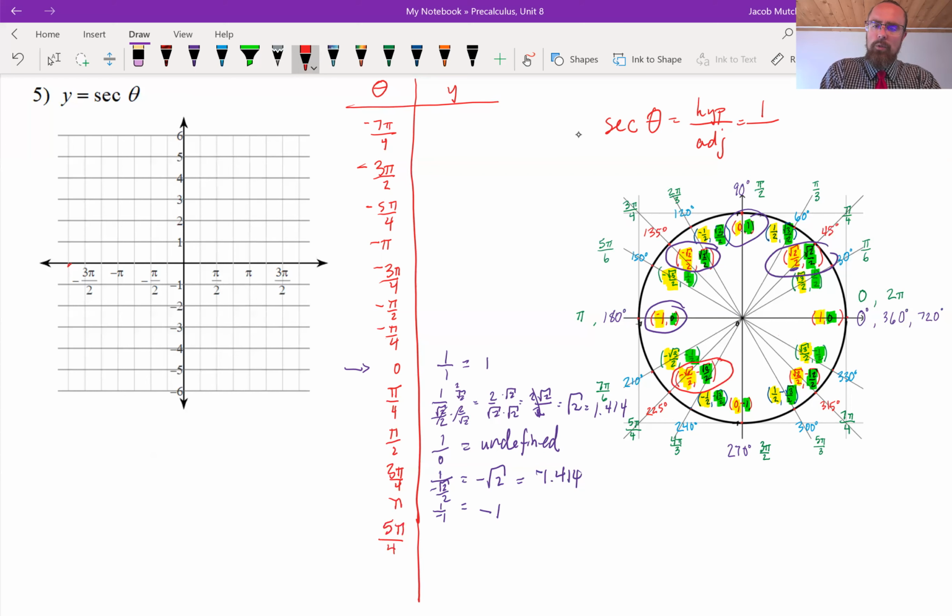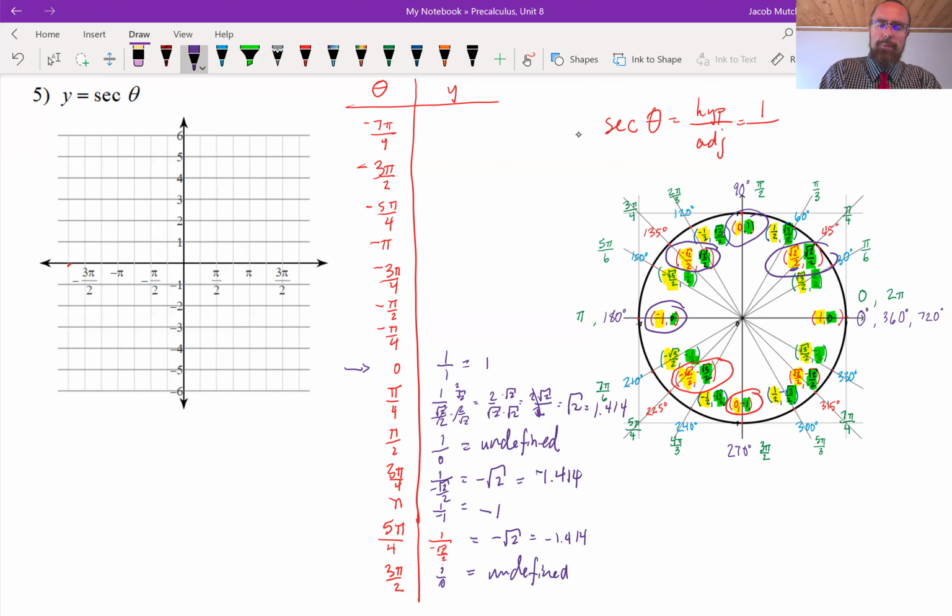So that's again going to be 1 divided by negative square root of 2 over 2. And that is going to be, again, negative square root of 2, which has the value of negative 1.414. And I think we're onto a pattern here, because as I go to 3 pi over 2, I see that we're back to x value of 0. So that's going to be 1 divided by 0 for my output, which is back to undefined.